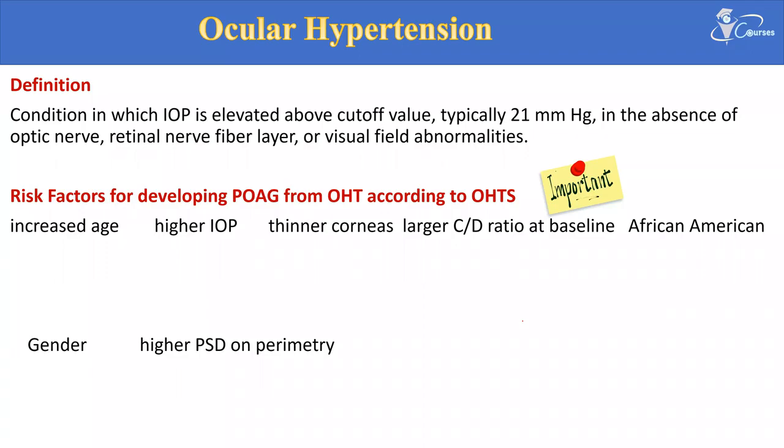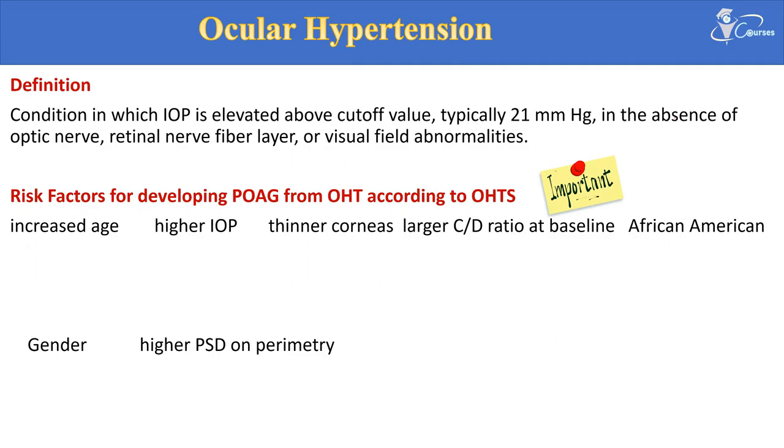How many times did you encounter in your practice a patient with high intraocular pressure and you are wondering whether he is glaucomatous or not? Well, the Ocular Hypertension Treatment Study will answer your question. According to the study, there are certain risk factors for developing primary open-angle glaucoma from ocular hypertension. When these factors are present, you are more likely to treat those patients and decrease the intraocular pressure because they have more risk to develop primary open-angle glaucoma.